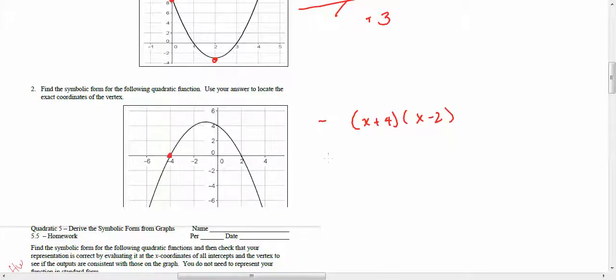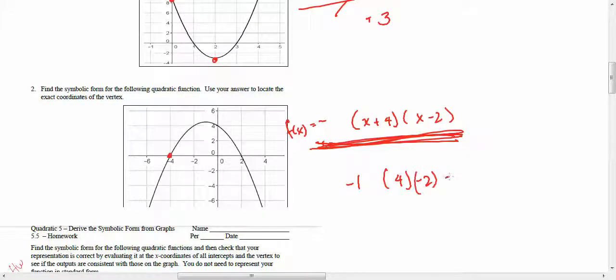Let's also see this. If I were to plug in x equals 0 to figure out the y-intercept, by the way, this is f of x equals negative times x plus 4 times x minus 2. What is the y-intercept of my guessed equation? That would be negative 1, because that accounts for that negative, times positive 4 times negative 2, which is negative 1 times 4 is negative 4, times negative 2, which would be positive 8.